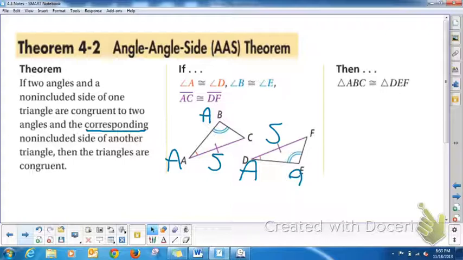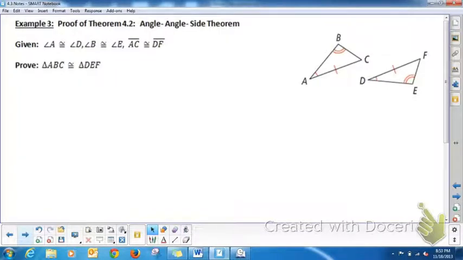So using the angle-angle side theorem, I can prove triangle ABC is congruent to triangle DEF. Now we're going to go on to prove this theorem. A theorem is something you can easily prove, so let's use what we already know to prove that this is going to work every single time. Now remember, when you're proving a theorem, you can't use it yet. You have to prove it before you can use it.